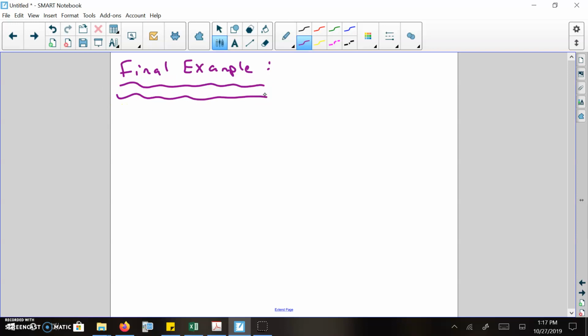For our final example, though, let's go with this. Let's try 99, and then let's go 93, 87, 81, 75, and so on. Okay? Now we can see that this is an arithmetic sequence because notice here we subtract 6 every time. We're subtracting 6 every time.